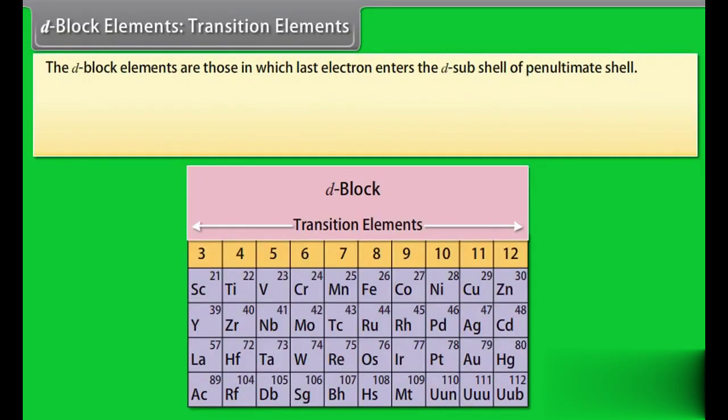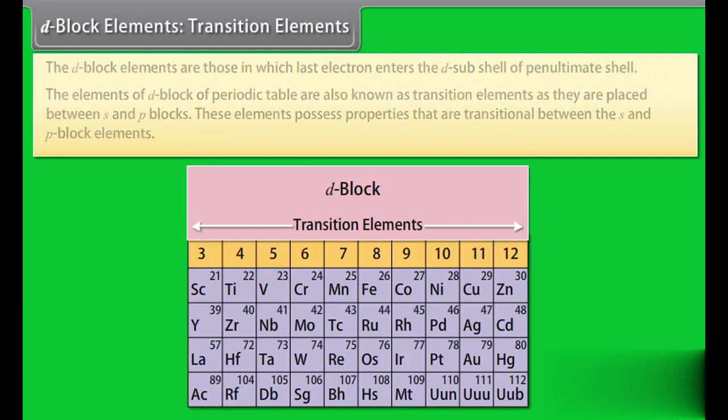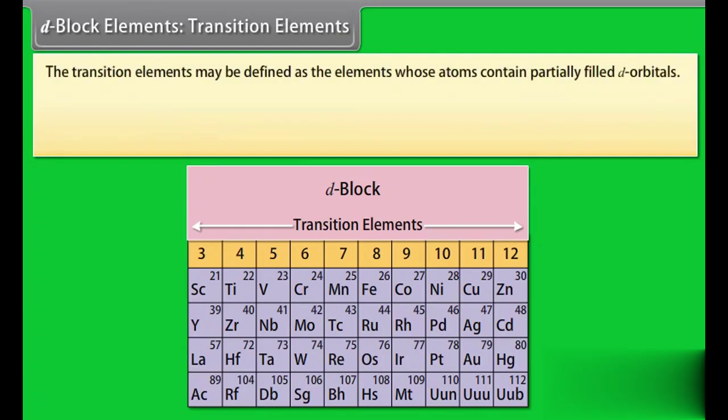D block elements, transition elements. The D block elements are those in which last electron enters the D subshell of penultimate shell. The elements of D block of periodic table are also known as transition elements as they are placed between S and P blocks. These elements possess properties that are transitional between the S and P block elements. The transition elements may be defined as the elements whose atoms contain partially filled D orbitals.